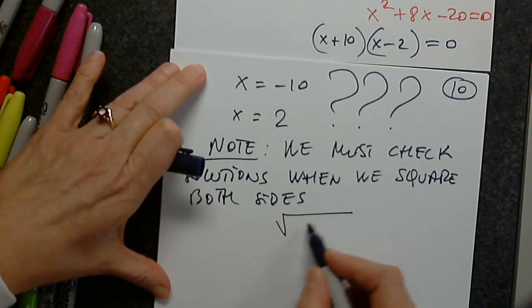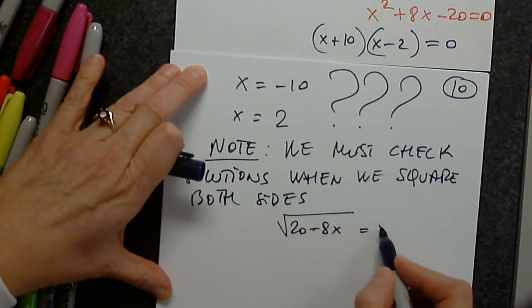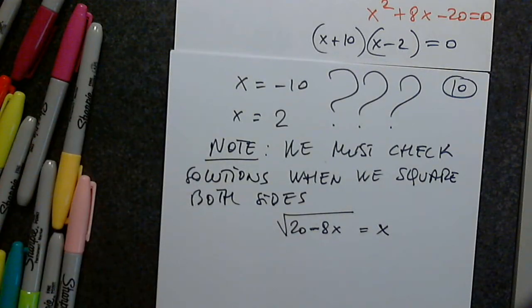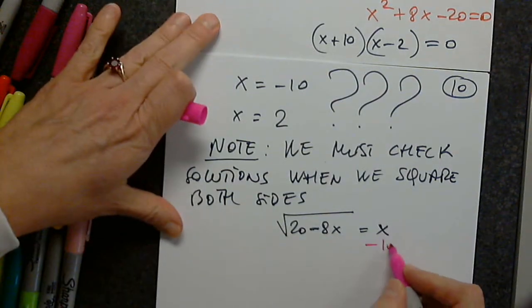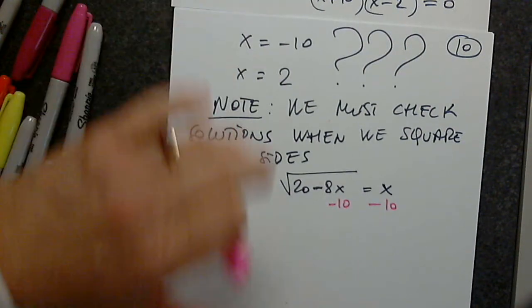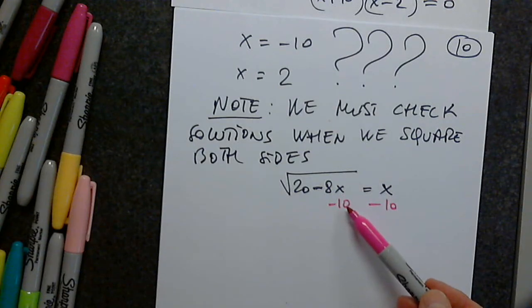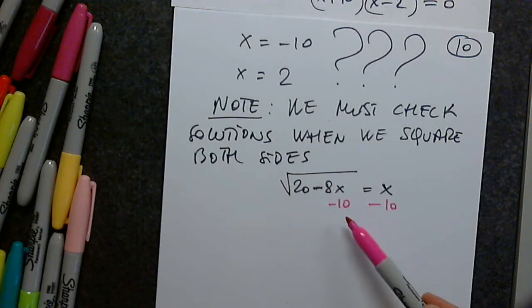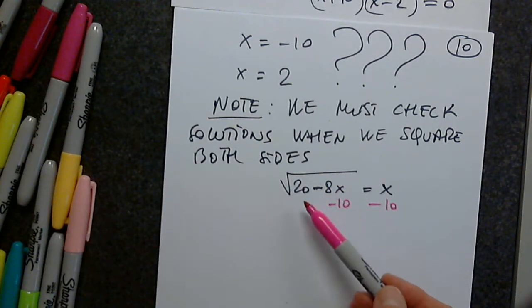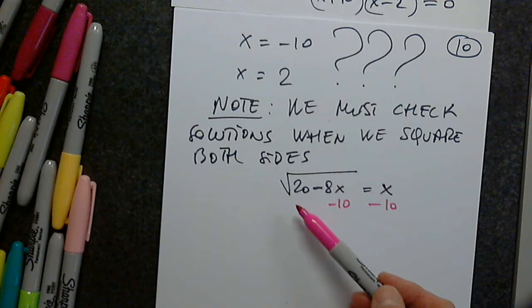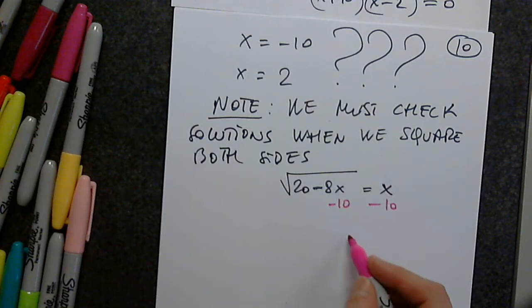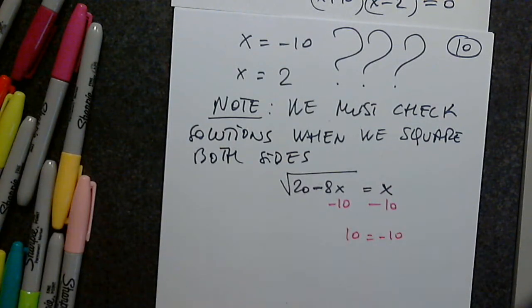I will copy the original problem. This is the original problem. I will replace x all the way first by -10. How much is -8 times -10? 80. One more time, how much is -8 times -10? 80 plus 20, yeah, 100. How much is the square root of 100? The right-hand side is -10. Would you accept -10 as the solution? No. Absolutely not.